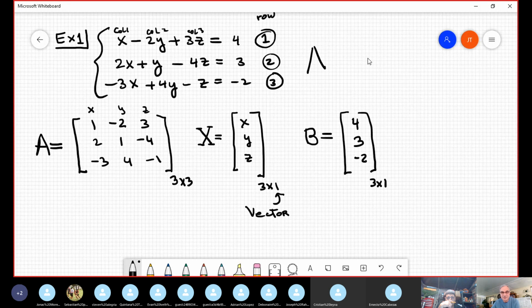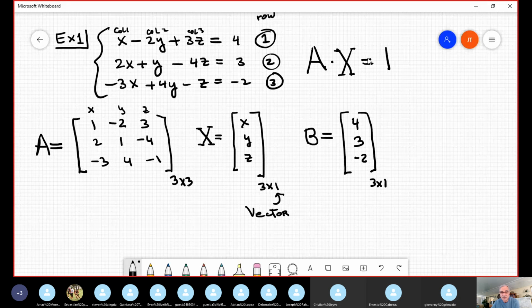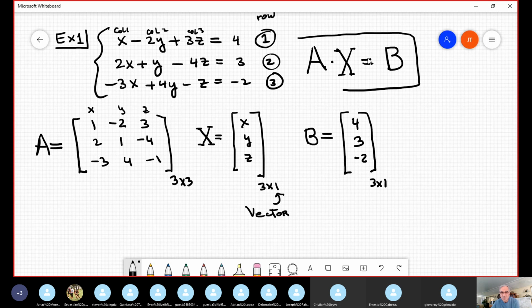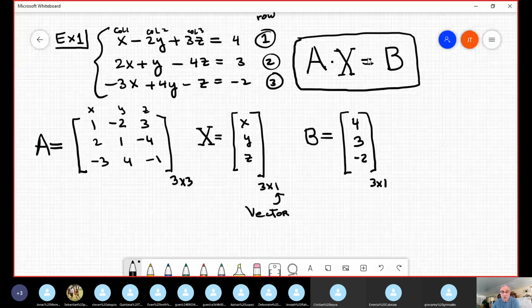Capital A, the matrix, which is this, multiplied by capital X, the vector, which is this, equals capital B. Now this is one matrix representation for this system. And I want to show you now how we can manipulate this algebraically.